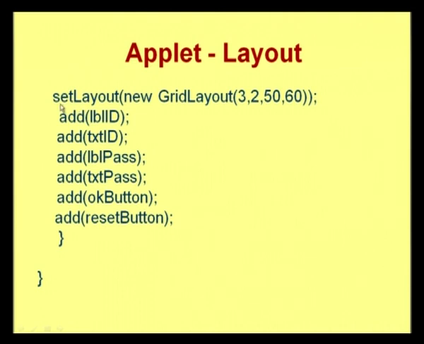So here you can see I am setting the layout to be grid layout. 3 rows and 2 columns in my grid, and then I give 50 and 60 as the space that should be available between the components. Horizontally it should be 50, and vertically 60, that is the horizontal space and the vertical space that should be available when I place the components.